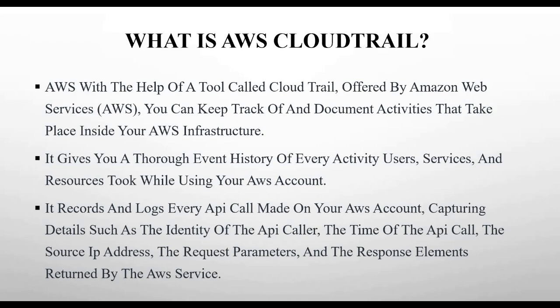So while someone is using your AWS account, you can see the event history of every activity of the user. It also records and logs every API call made on your AWS account, capturing details such as the identity of the API caller, time of the API call, the source IP addresses, the request parameters and the response elements returned by the AWS services. So this is about CloudTrail.